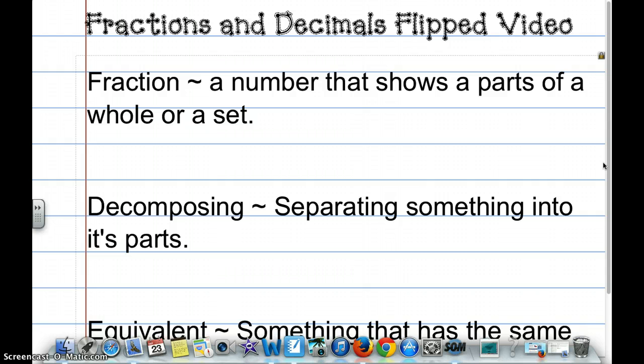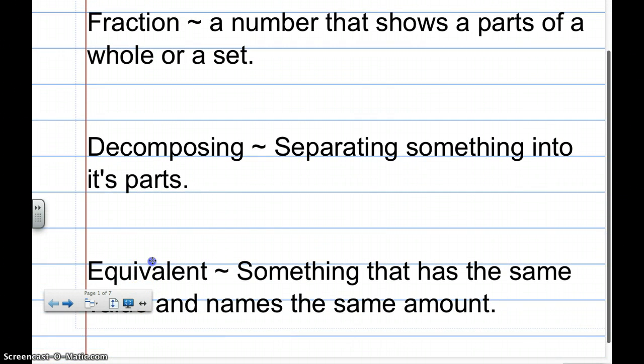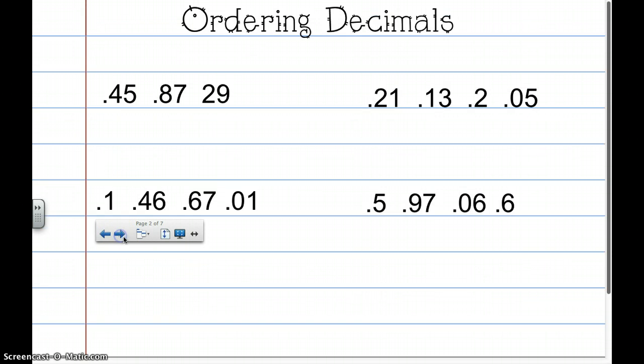Let's move on. Decomposing. Decomposing is separating something into its parts. Equivalent. Equivalent fractions are something that has the same value and names the same amount. So equivalent sounds like equal, which means it is equal to something else. So we're going to be talking about that when we talk about fractions and decimals.